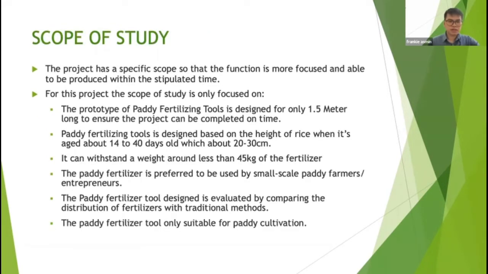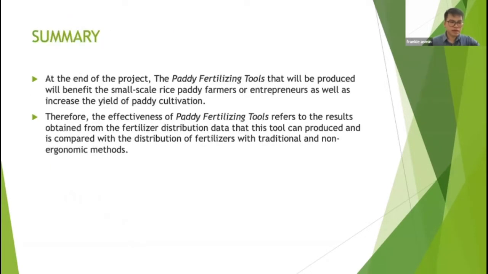Scope of study, we focus on the paddy fertilizing tool designed for only 1.5 meters long and 30 centimeters of height, and able to withstand a weight of about 45 kilograms of fertilizer. And then the design is evaluated by comparing the distribution of fertilizer with the traditional method. At the end of this project, hopefully we will achieve our objective and give benefit to the paddy farmer and indirectly improve our agriculture.